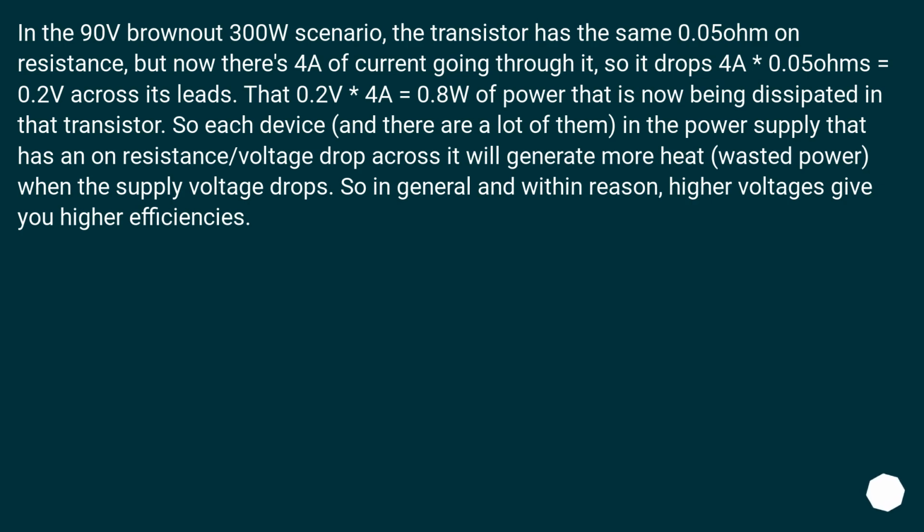So each device, and there are a lot of them, in the power supply that has an on-resistance or voltage drop across it will generate more heat, wasted power, when the supply voltage drops. So in general and within reason, higher voltages give you higher efficiencies.